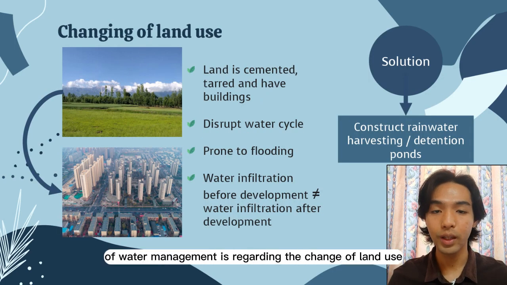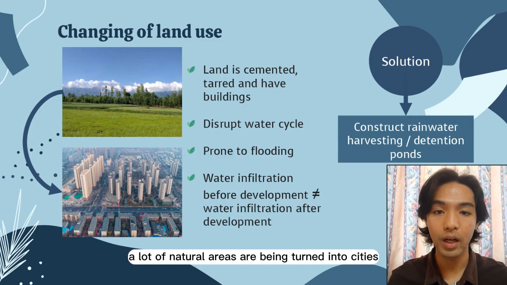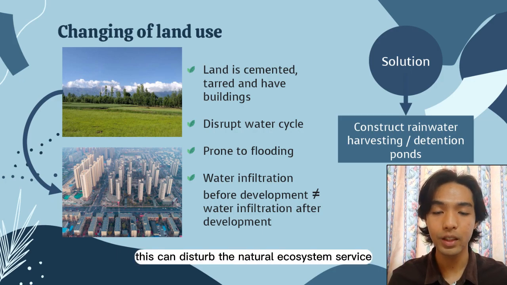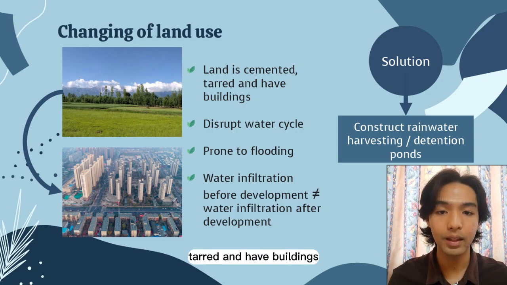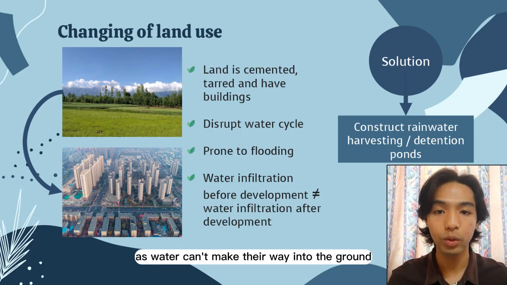Another challenge of water management is regarding the change of land use. Due to globalization and demand, a lot of natural areas are being turned into cities and urbanized areas. This can disturb the natural ecosystem service of water absorption by soil, as soils are being cemented, tarred, and have buildings. Thus, these cities and urban areas are prone to flooding as water can't make its way into the ground.